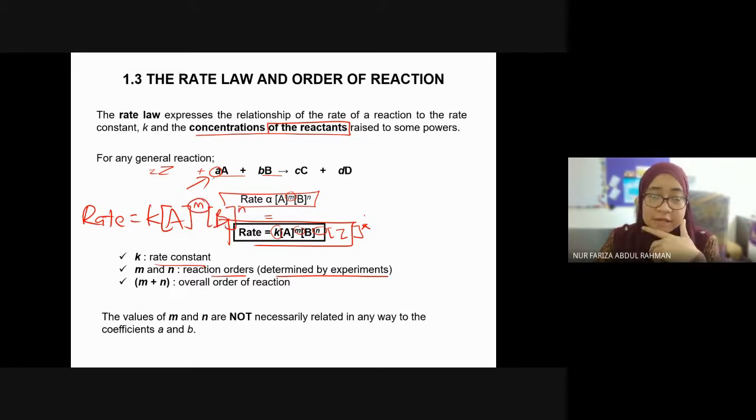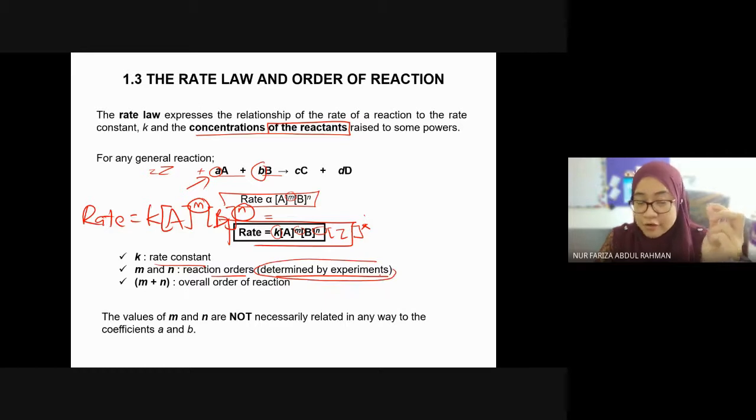M is not the same as A. Not necessarily the same as A. N is not necessarily the same as B. I said not necessarily be the same. Kalau dia sama, itu kebetulan. Faham? Because this one needs to be determined by experiment, not just by extracting from the coefficient in the balanced equation. Okay? Alright, so this is very, very important guys.